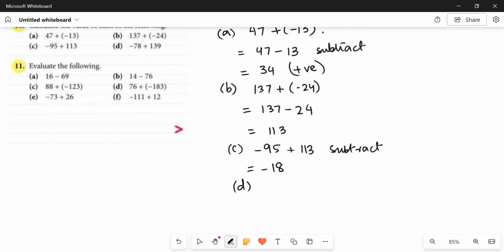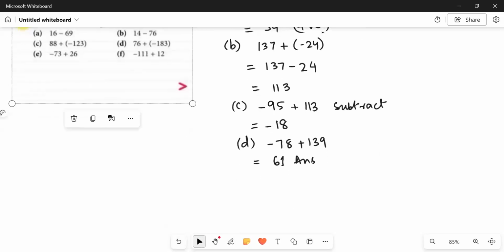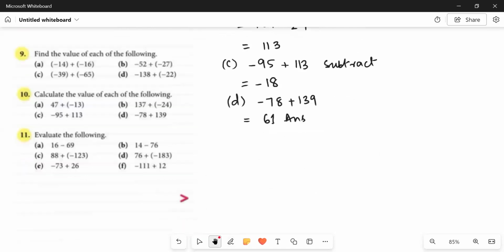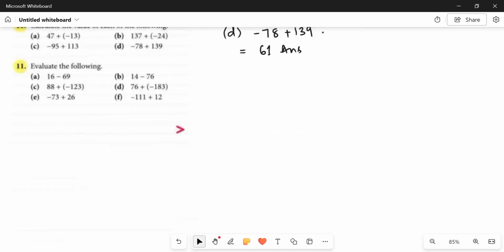You see? Then minus 78 plus 139. Minus plus, minus. And then we have to subtract 78 from 139. We will get 61. And what sign would come here? Of course, the sign of the greater number, which is positive. So this answer would be positive 61. So you see, we are following a pattern. And if you follow the same, you won't make any sort of mistakes ever.